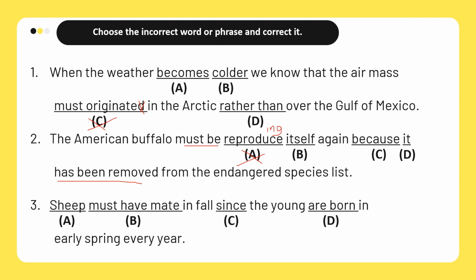All right, number 3. Sheep must have mate in fall since the young are born in early spring every year. Here, we have a clear clue, which is every year, which means something that repeats. So, remember the structure: we're going to use must as the modal. Do we need have? No, we don't. That's all we need: must and verb 1. So here the incorrect one is B.